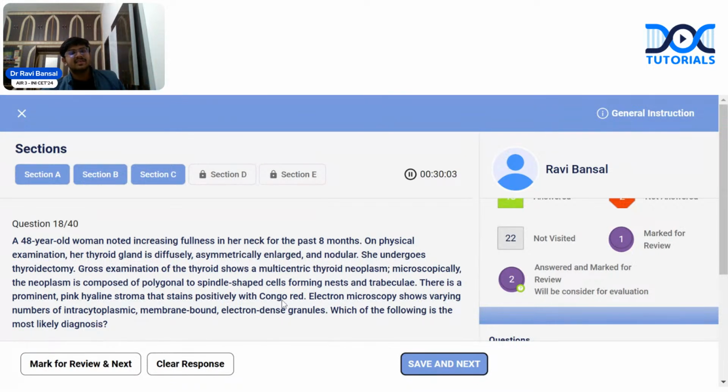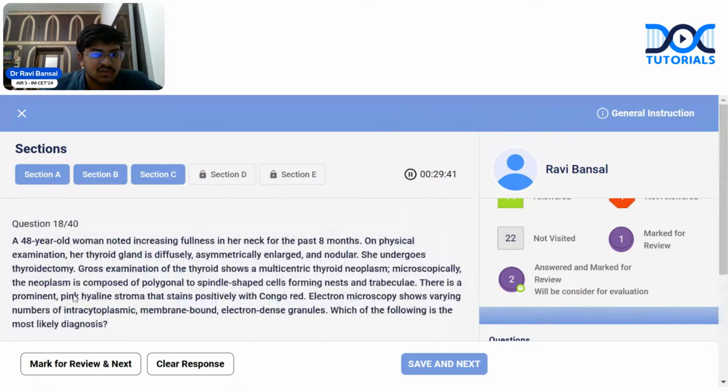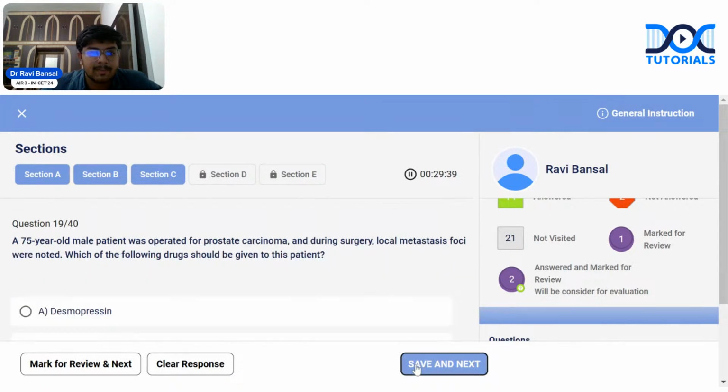So Congo red staining plus thyroid mass points toward medullary thyroid cancer. Electron microscopy also shows intracytoplasmic membrane-bound electron-dense granules. So our finding is confirmed. This is medullary thyroid cancer. So you can just do this question with thyroid neoplasm plus Congo red. So medullary thyroid carcinoma will be the right answer. Papillary and follicular, you do not see Congo red positivity.